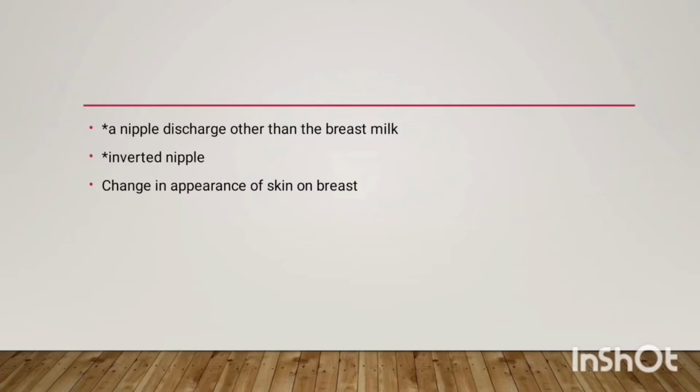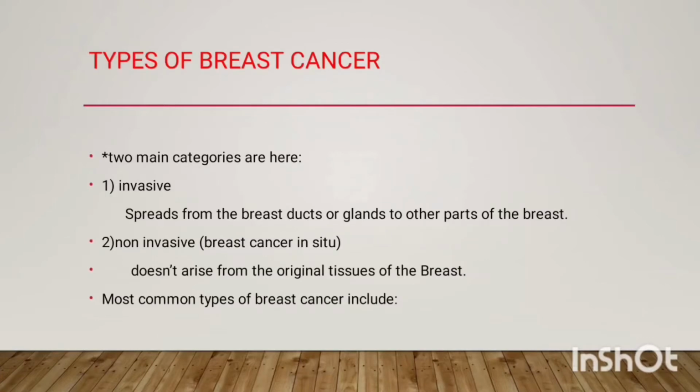Now we will start with the types of breast cancer. There are usually two main categories of breast cancer. The first one is invasive and the second one is non-invasive. Non-invasive breast cancer is also called breast cancer in situ. Invasive cancer spreads from the breast ducts or glands to other parts of the breast. So in invasive breast cancer, the other parts or glands of the breast can also be affected. Non-invasive breast cancer, or breast cancer in situ, doesn't spread beyond the original tissues of the breast, and it is the most common type of breast cancer.